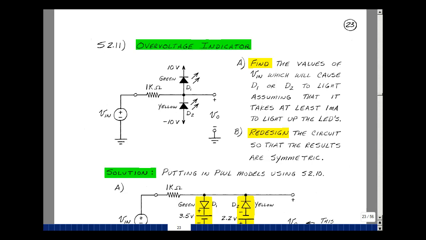This lesson deals with supplemental problem 211. You can find this problem in the ECE302 ebook in the Chapter 2 Supplemental Problems, starting on page 23. The circuit shown here is called an overvoltage indicator.